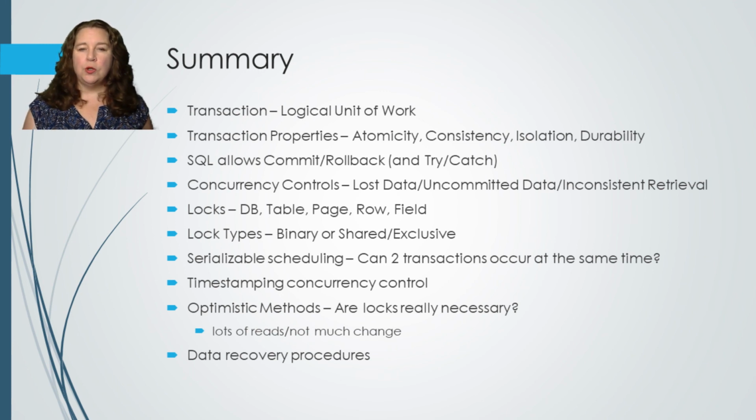With our concurrency controls, the things that could happen are lost data, uncommitted data, and inconsistent retrieval. We can have locks at the database, table, page, row, or field level. Our lock types can be binary, either locked or not locked, and shared or exclusive, where we have the option of read-only or exclusive write ability for a single transaction. With serializable scheduling, can two transactions occur at the same time, or is there going to be a problem with data consistency? We can use timestamping to determine concurrency. And then, of course, the optimistic approach: are locks really necessary? If you have lots of reads but not a lot of changes, you can do optimistic. And then we talked a little bit about how to use transactions to do data recovery procedures.